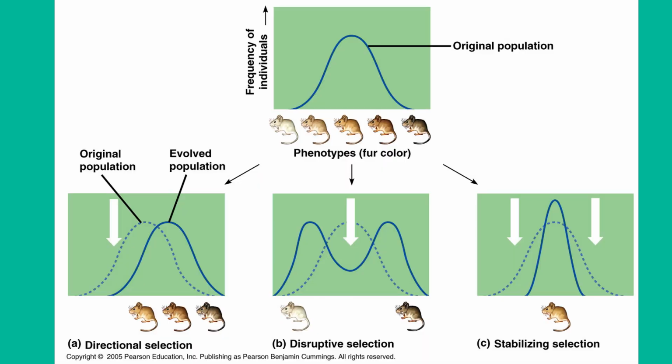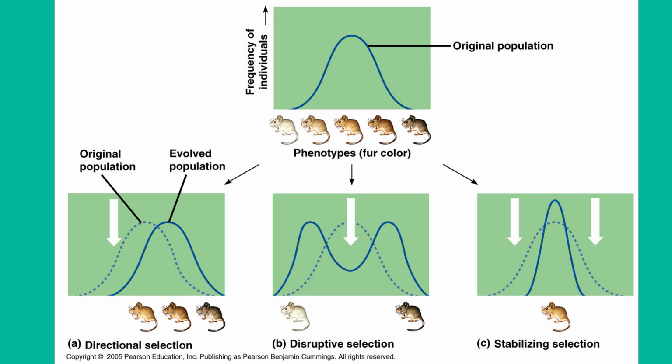There's basically three ways that evolution can occur. Directional selection, disruptive selection, and stabilizing selection. So as a hypothetical example, consider a population of mice that varies in their fur color. Most of them are near average, a few are light, a few are dark. How is that going to change over time? Well, it depends on selection within the environment.